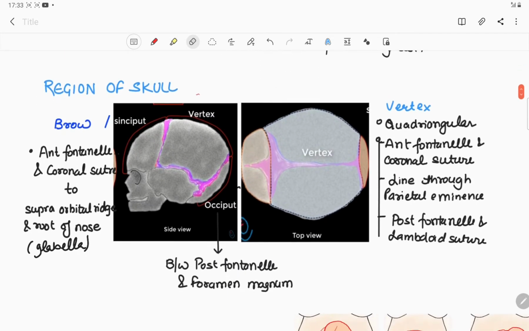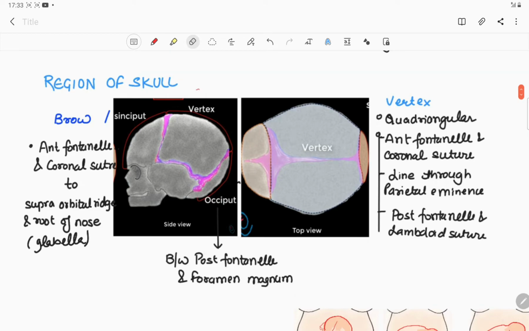Then let's discuss about some region of the skull. First, we will discuss about brow, also called as sinciput. It extends from the anterior fontanelle and coronal suture to the supraorbital ridges and root of nose, also called as glabella.